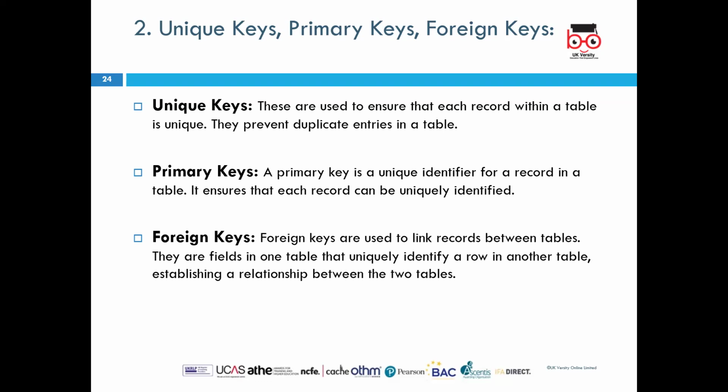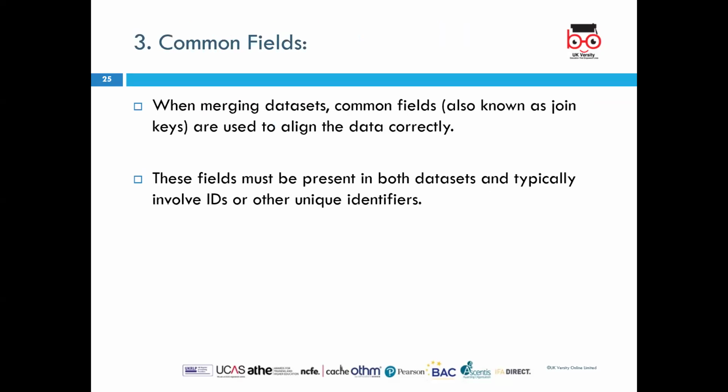A foreign key is also used to link records between tables. It is a field in one table that uniquely identifies a row in another table. So, common fields: when merging data sets, common fields, also known as join keys, are used to align data correctly.